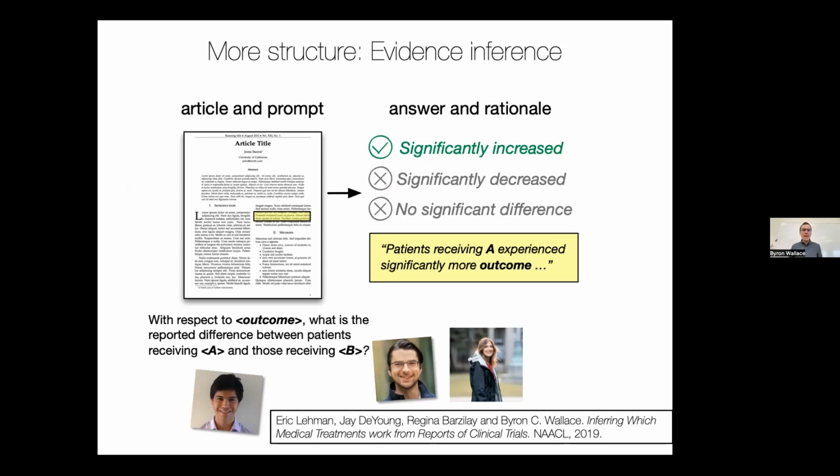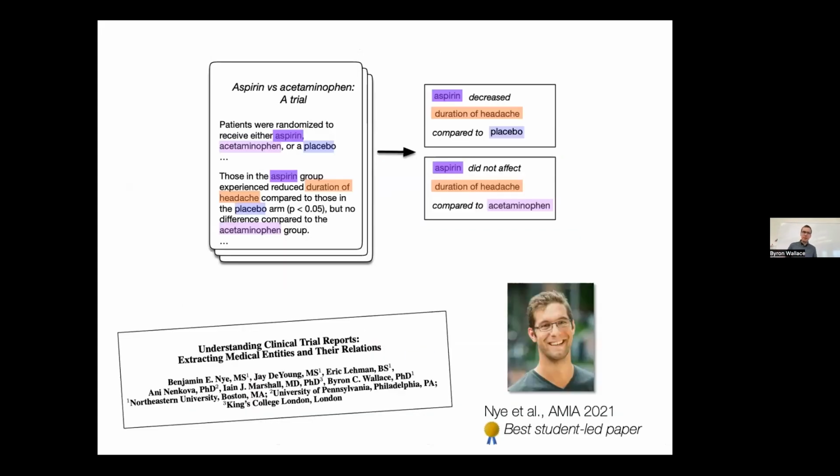And lately what we've been trying to do is design models that can consume a full text article describing a randomized control trial and output all at once the interventions that were studied in the trial, the comparators that they were compared to, the outcomes that were measured, and what the findings were concerning these.